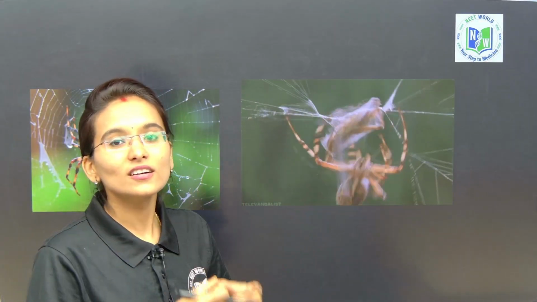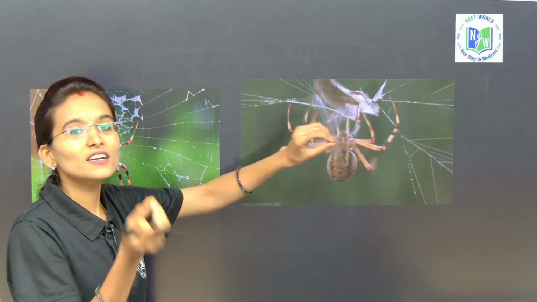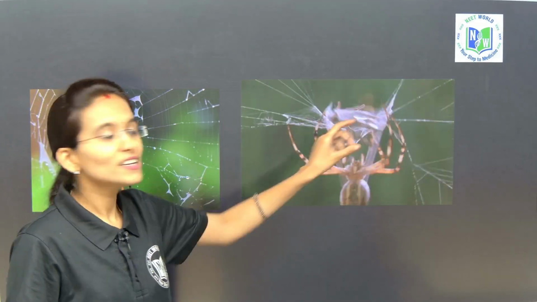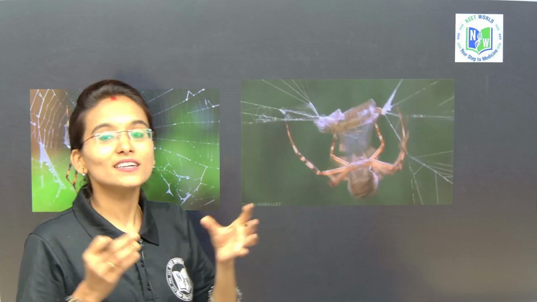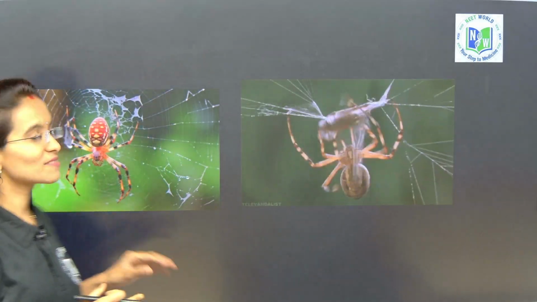When any particular insect comes around the surroundings of the web, immediately it is going to fall onto the web and easily this spider is going to secrete some digestive juices to trap those particular insects. Yes students, you need to remember each and everything.